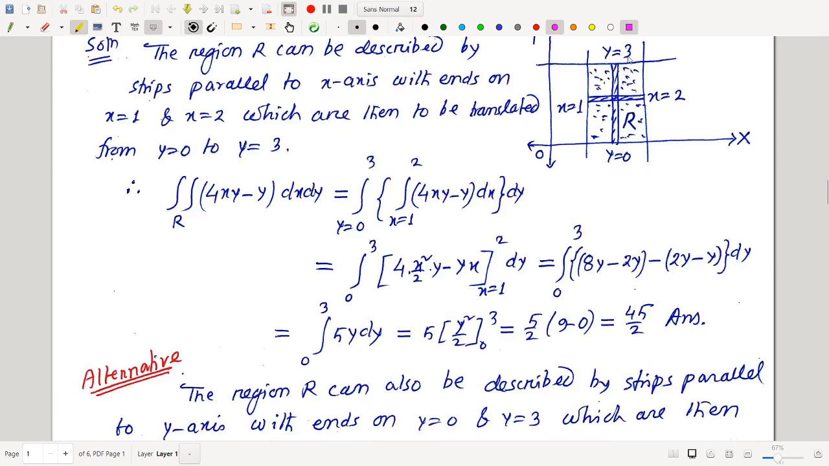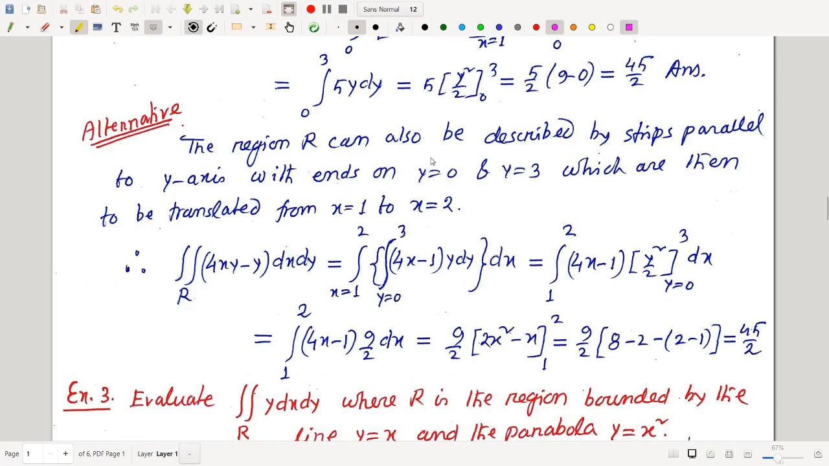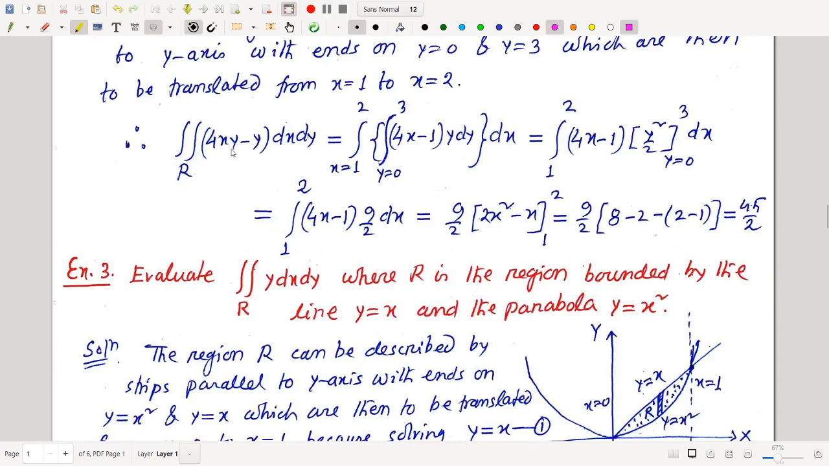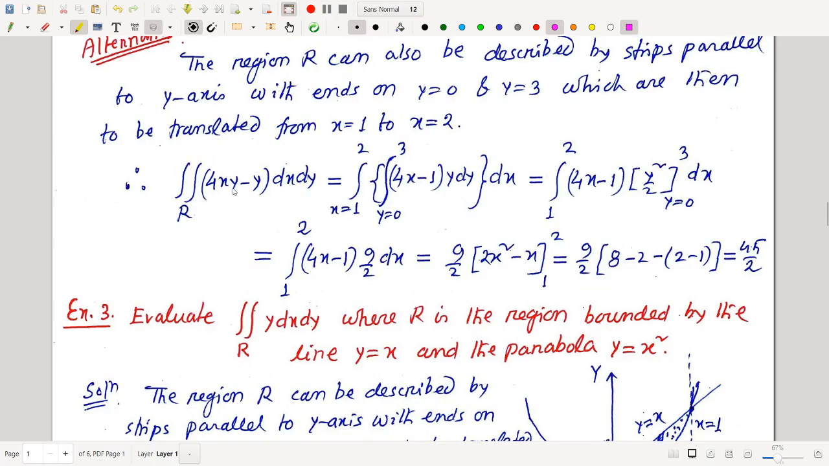So y equal to 0 to y equal to 3 will be limit for y. So the region R can also be described by strips parallel to y axis with ends on y equal to 0 and y equal to 3, which are then to be translated from x equal to 1 to x equal to 2, already taught. Okay, so the double integral of the function 4xy minus y over the region R is given by, now we integrate with respect to y first. So take this y common, taken out, 4x minus 1, y equal to 0 to y equal to 3, and then we integrate with respect to x from x equal to 1 to x equal to 2. So 4x minus 1 is constant, y integration will be y square by 2, limit y equal to 0 to y equal to 3, we should mention here whose limit we are using, and then integration with respect to x.